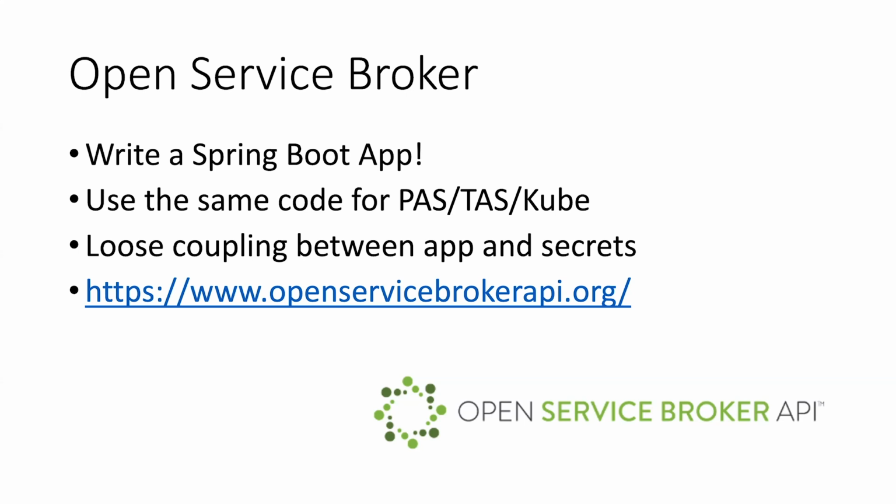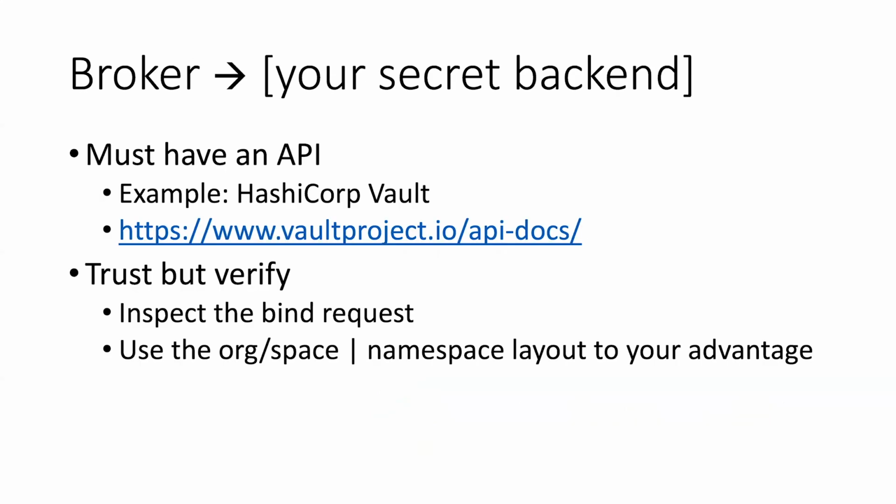So let's look at the first phase of our broker, and that is where the broker is speaking to your secret backend. The one thing that your secret backend has to have, obviously, is an API. If it doesn't have an API, there's no way for us to automate against it. So I'm going to use HashiCorp Vault as an example here. The link, again, at the end of the presentation covers the API docs, and we're using this API to talk to our secret backend.